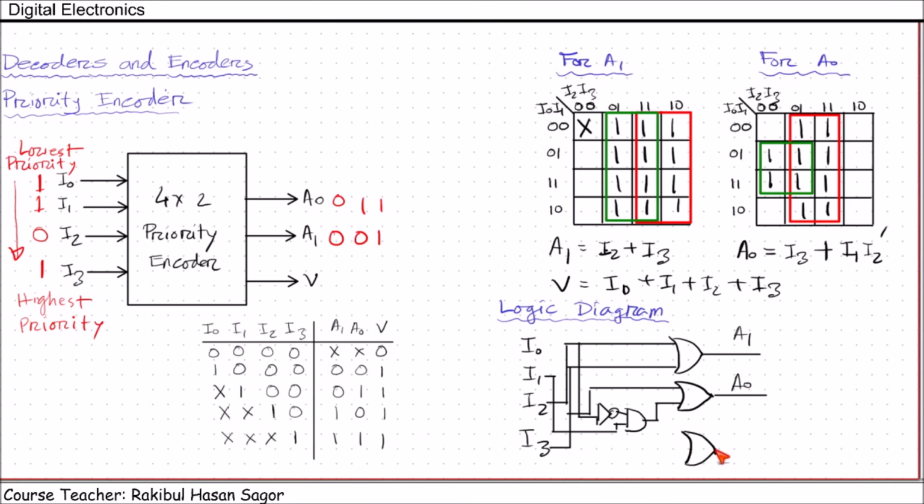Finally, for V, it will be I0 or I1 or I2 or I3. This will give us V. This is the logic diagram of the priority encoder that is defined here.